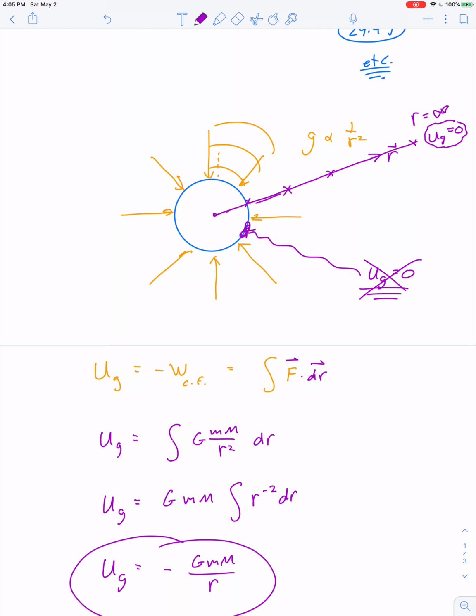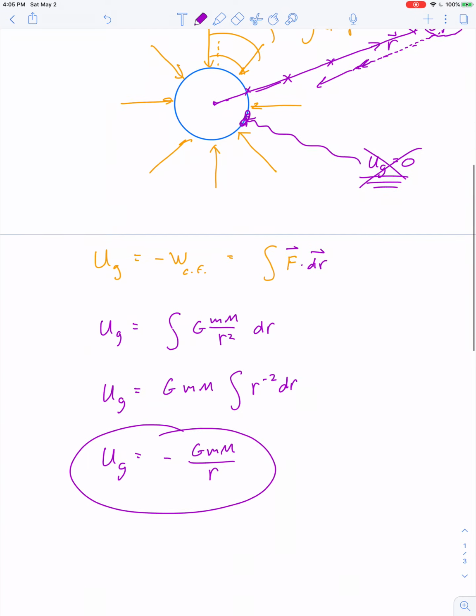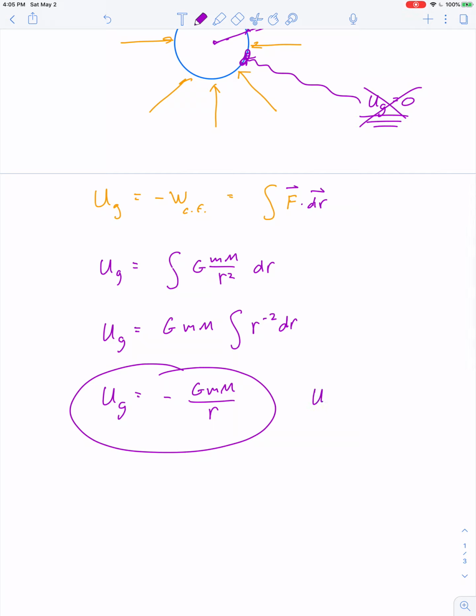Well, if the potential energy is 0 infinitely far away, as we get closer and closer to the surface of the Earth, as we fall lower and lower from that reference point, the potential energy has to become less and less. So the only explanation is that when we let gravitational potential energy equal 0 at a distance infinitely far away, then all other values of gravitational potential energy must be negative.